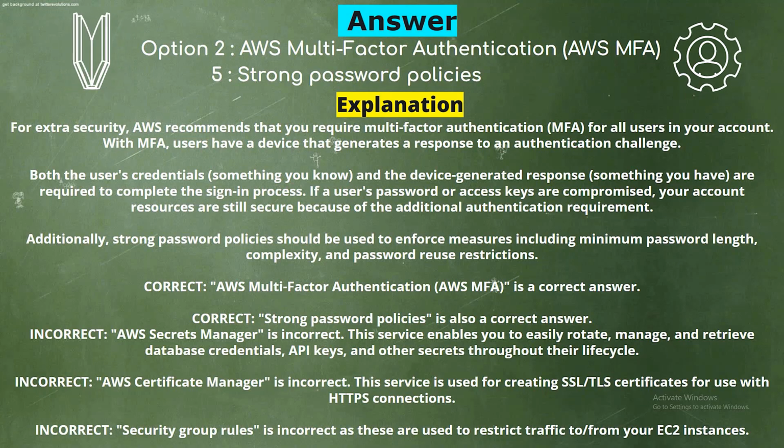Incorrect. AWS Secrets Manager is incorrect. This service enables you to easily rotate, manage, and retrieve database credentials, API keys, and other secrets throughout their lifecycle. Incorrect. AWS Certificate Manager is incorrect. This service is used for creating SSL/TLS certificates for use with HTTPS connections. Incorrect. Security Group Rules is incorrect as these are used to restrict traffic to / from your EC2 instances.